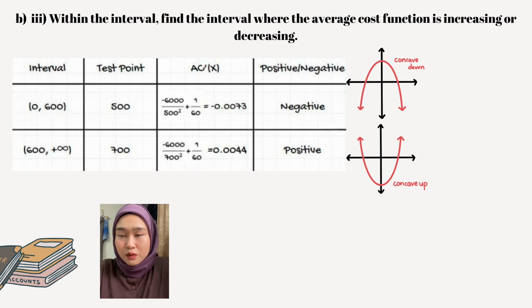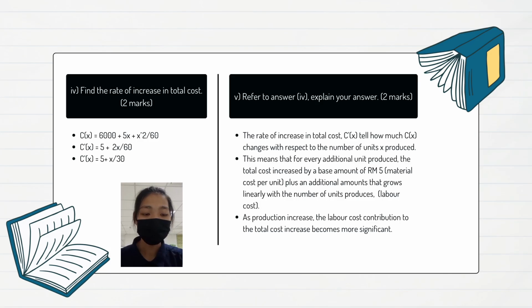For 0 to 600, I will use 500 to test, and for 600 to infinity I will use 700. For 500, I will get a negative, and for 700, I will get a positive. So it is increasing for 600 to infinity and decreasing for 0 to 600. How about question 4?